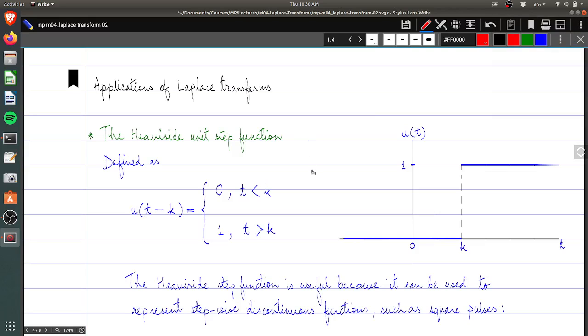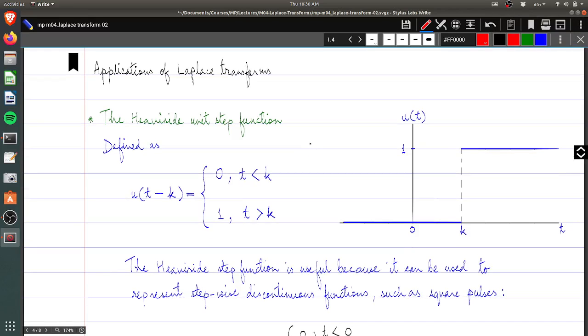Okay, so now we'll look at some of the applications of Laplace transforms. One very useful function which is used in this context is called the Heaviside unit step function. This Heaviside unit step function is written as u, and it is defined in this way: u of t minus k is equal to 0 for t less than k, and it is equal to 1 for t greater than k.